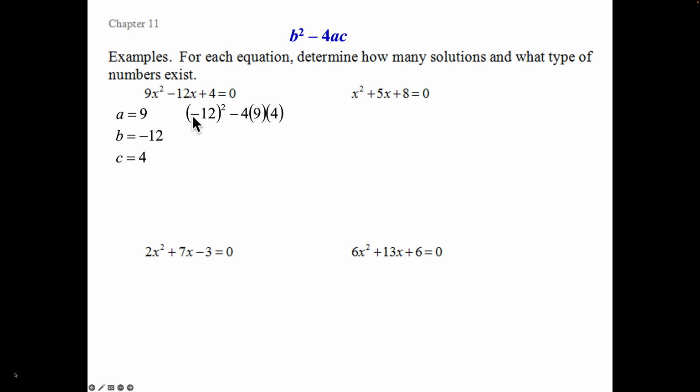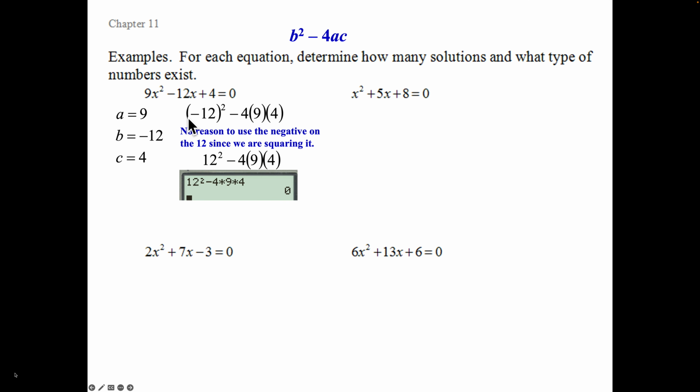But when we type this in the calculator, we know that anytime you square a number, it's always going to be positive. So instead of typing in left parentheses, a negative 1, 2, parentheses, how about we just type in 12 squared? Save yourself 3 button pushes. So 12 squared minus 4 times 9 times 4. This is a 0. So you need to say, okay, this equals 0. Tell me what the value is. And based on that value, you have one rational solution.